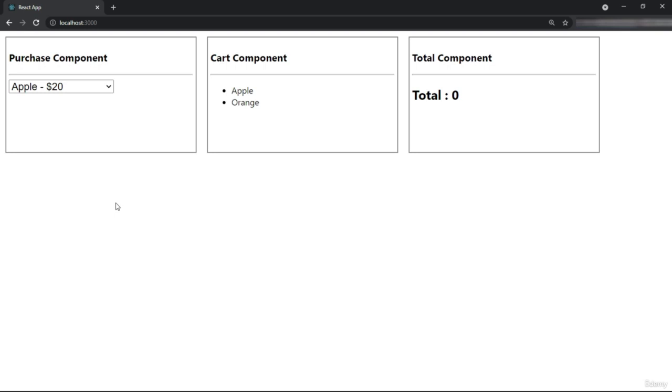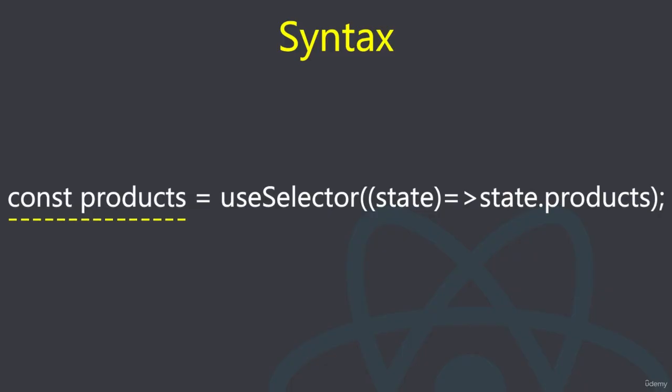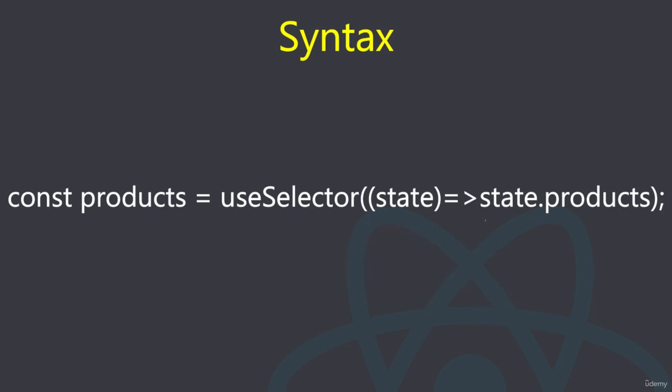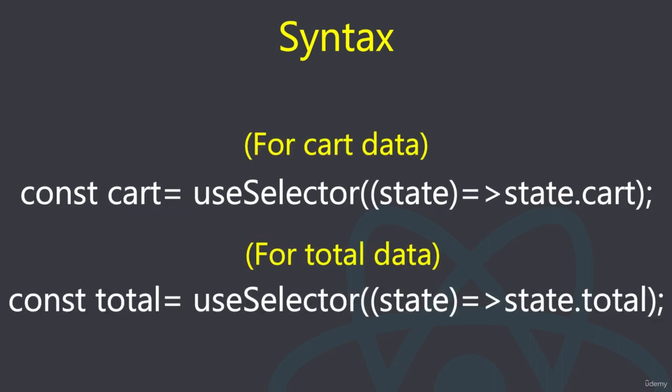If this is the state and we want to get products data, then we can just write const products is equal to useSelector. Now inside the useSelector you have a function where the state is passed, and you just have to return the individual data pieces. For example, here I want the products, so I'm going to say state.products. This also means if you want cart data or total data, it will be something like this.